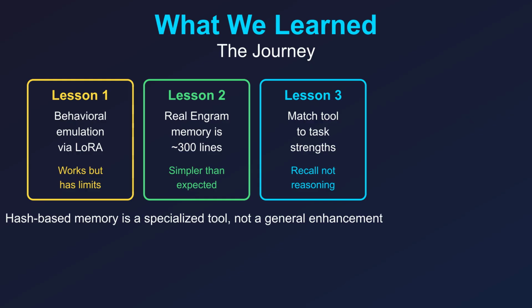Three lessons from this journey. First, behavioral emulation through LoRA works but has limits. Second, real Engram memory is simpler than expected. Third, the tool must match the task. Hash-based memory is for recall, not reasoning.